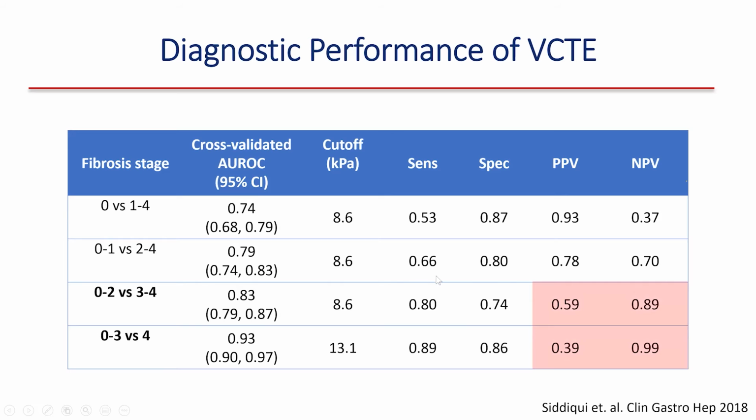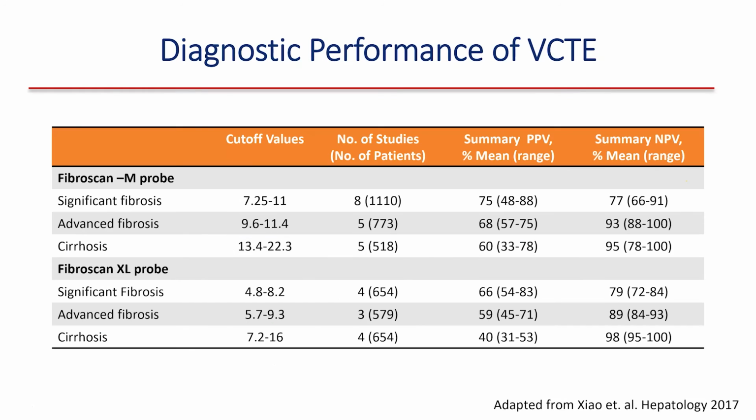The other thing is that, again, this is not a good rule-in test. The positive predictive value here is only about 60% at best, but the negative predictive value can be as high as 90 or 99%. So this is an excellent rule-out test, but a terrible rule-in test. And this is a meta-analysis that shows the diagnostic performance of multiple published studies that used both the M probe and the XL probe. And you can see, again, very good negative predictive value and marginal positive predictive value, regardless of whether the M probe or the XL probe is used.